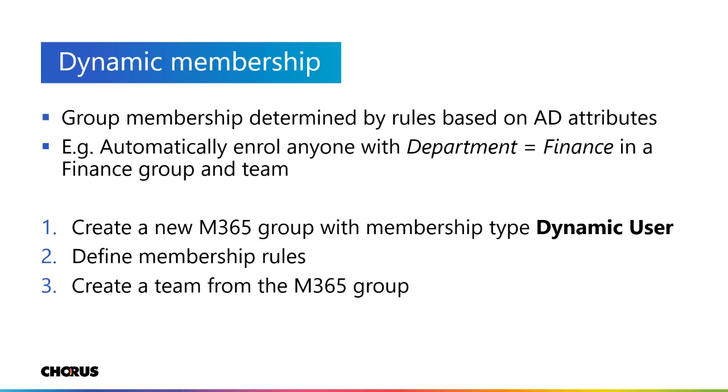Create the group first. You have to create a new Microsoft 365 group with a specific membership type, which is dynamic user. That needs to be done through the admin center. So it's a job for you guys, a job for the IT team. You define your membership rules. Once you're done, you can then create a team on top of that Microsoft 365 group. Those membership rules will then apply to the team. So people will find themselves automatically added to your finance team because you've set up the underlying Microsoft 365 group to do that.